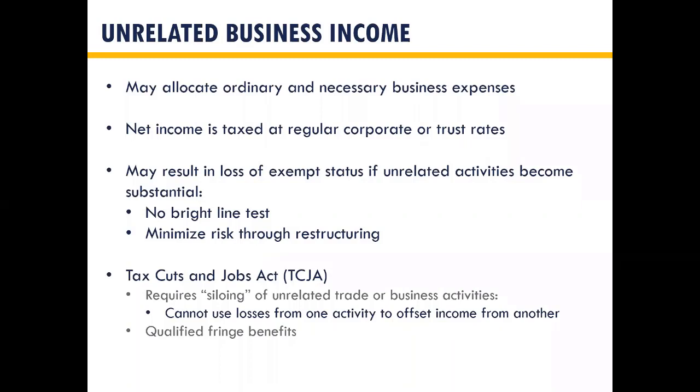Now we've got a note down here at the bottom, but the Tax Cuts and Jobs Act most recently required siloing of unrelated trade or business activities and also taxation of qualified fringe benefits on the Form 990T. Now the siloing rules fall under IRC 512(a)(6), and they indicate that you can't use losses from one activity to offset income from another. And the IRS released some guidance last year, and that was Notice 2018-67.